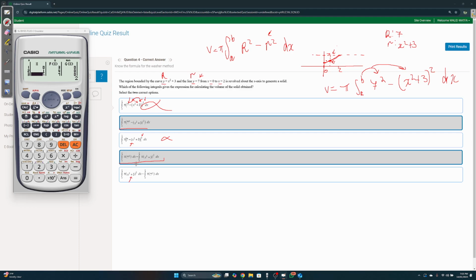This one is wrong because they used small r first. Okay. Question 5.